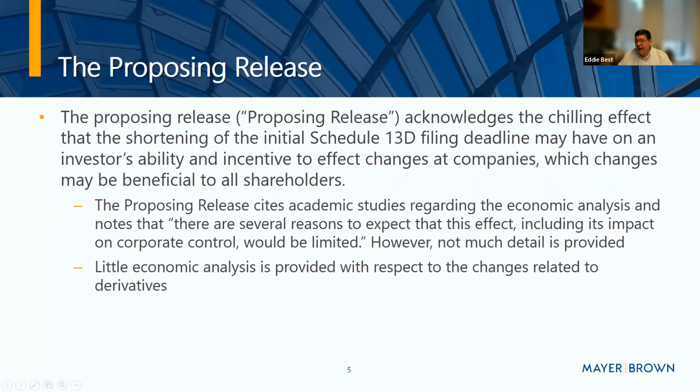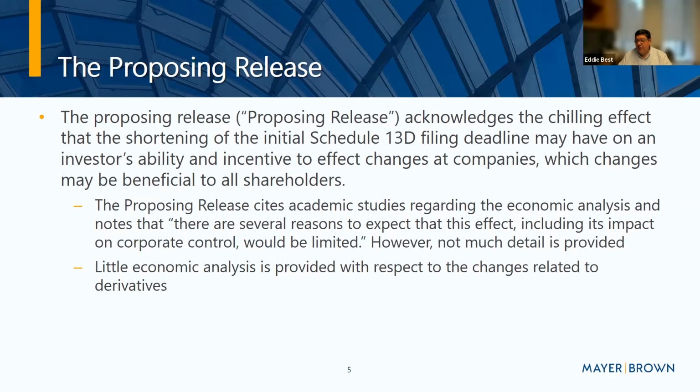The proposing release acknowledges that the shortening of the initial Schedule 13D filing deadline may have a chilling effect on an investor's ability to acquire control and incentive to effect changes of companies, even those changes that may be beneficial to all shareholders. The SEC, however, posited that shortening the deadline would not be unduly harmful since most Schedule 13D filers did not wait the full 10 days anyway. The SEC cited a report that 23% of 13Ds were filed on day 10, meaning 77% were filed before that, though it's unclear how many of those were filed on days 8 and 9.